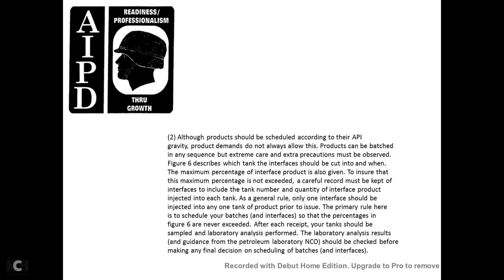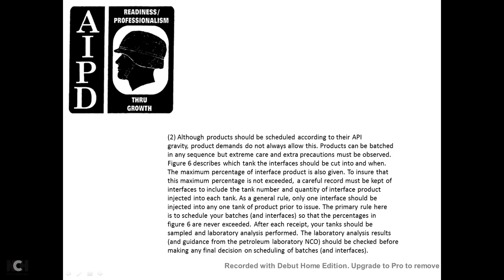Figure 6 describes the tank interface that should be cut into, and the maximum percentage of interface is also given to ensure the maximum percentage is not exceeded. Careful records must be kept. Interface records include the tank number, quantity, and product injected into the tank. The primary rule for scheduling your batches and interfaces is that the percentage in Figure 6 is never exceeded. After receipt in your tank, a sample should be taken and laboratory analysis performed. The laboratory analysis results and any guidance from the petroleum laboratory NCO should be checked before making the final decision.